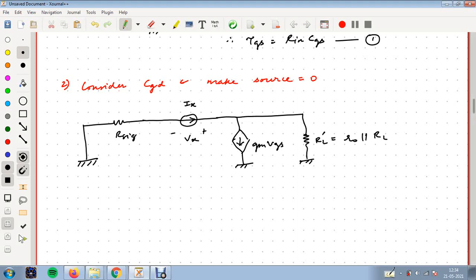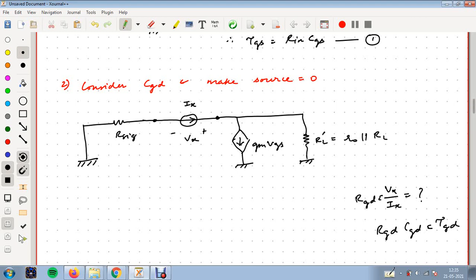Across these two points, I have to find Vx by Ix. That is what will give me RGD, and when I multiply RGD with CGD, that will give me tau GD. So this is my idea here. When I find Vx and Ix and divide them, I will get RGD, the impedance seen across the capacitance CGD.